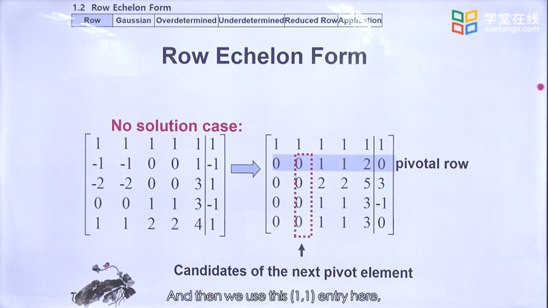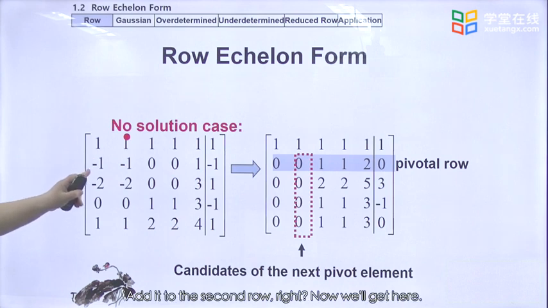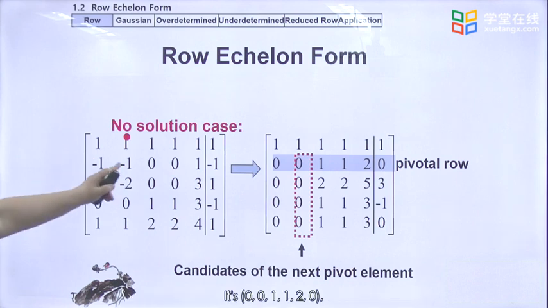And then we use this 1 entry here to eliminate this 2 1 entry, and also this 3 1 entry, and also this 5 1 entry. Here the 2 1 entry is to be 0. In order to eliminate this one to be 0, we just use the first row added to the second row. Right? We'll get here 0 0 1 1 2 0.